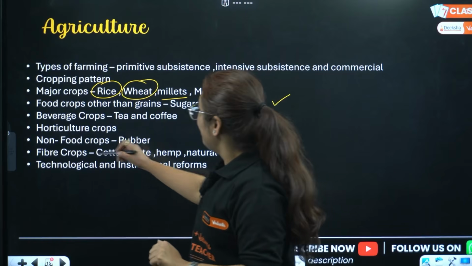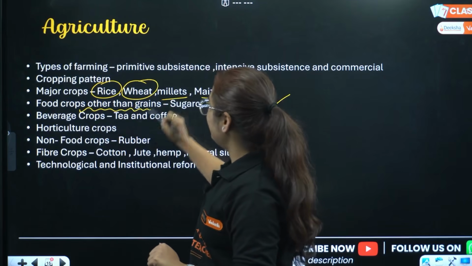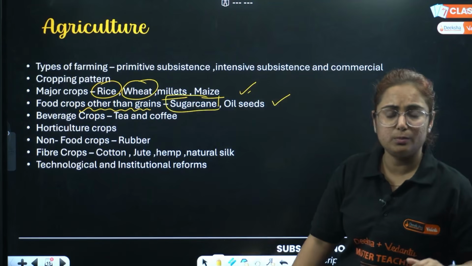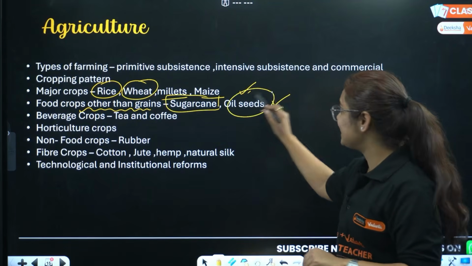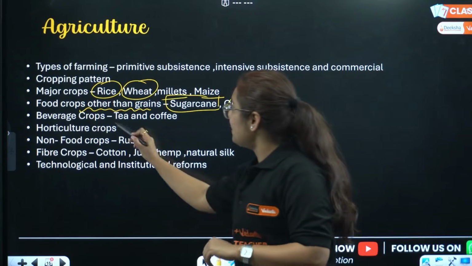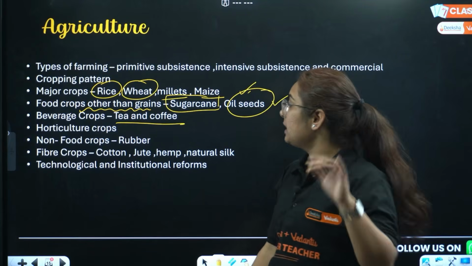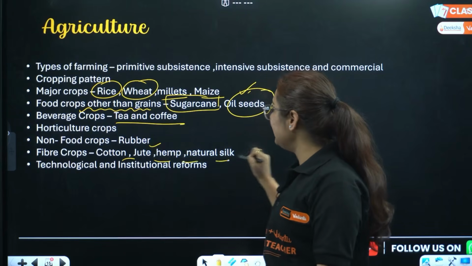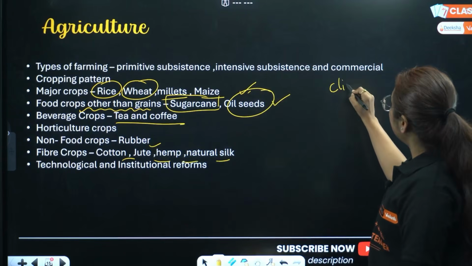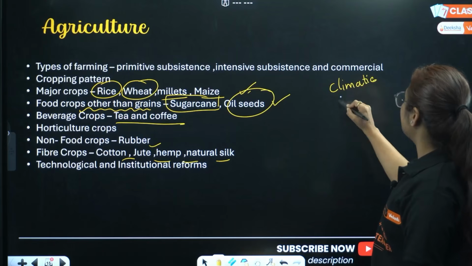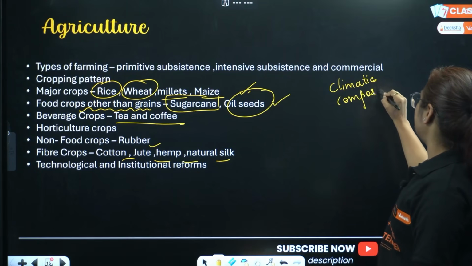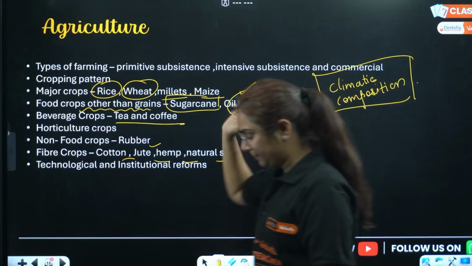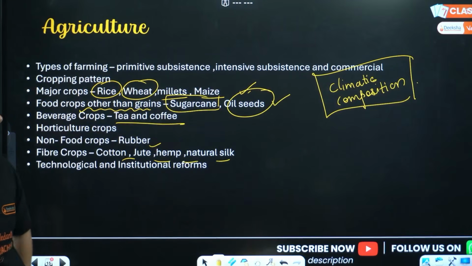Next is beverage. Then you have to study food crops other than grains. Sugarcane, UP, Bihar are the regions where it is majorly grown. Oil seeds we have. Then crops, tea and coffee. Horticulture crops, non-food crops, cotton, jute, hemp and natural silk. Whenever you study this, always remember the climatic conditions. Make a chart out of it and study the climatic conditions. Okay, get it? This is important.